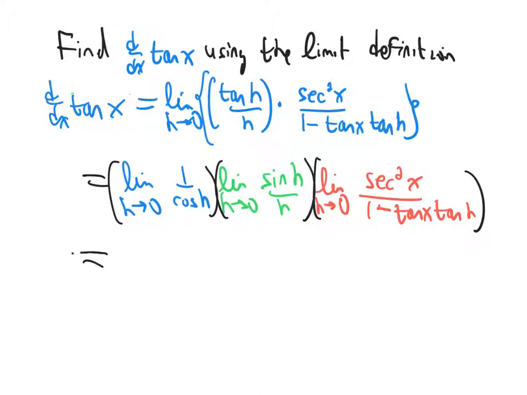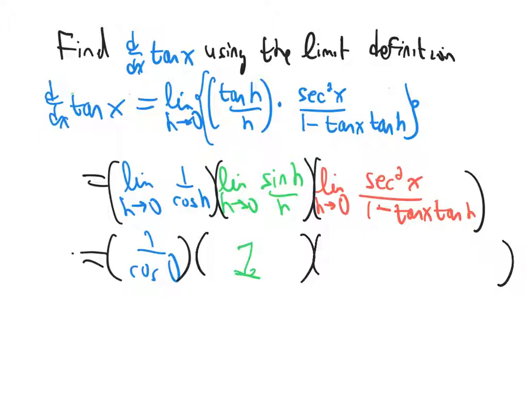And so we have the blue one, which is the limit as h goes to 0 of 1 over cosine h, and we'll evaluate that naively by just putting h equals 0 in, and so we'll have 1 over cosine 0, which of course is 1. And then we have the green one, the limit as h approaches 0 of sine h over h, but we established in class pretty quickly that that was 1. And then we have the red one, which is the limit as h approaches 0 of secant squared x over 1 minus tan x tan h.